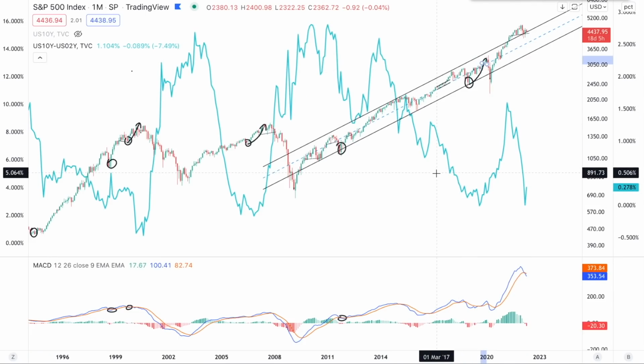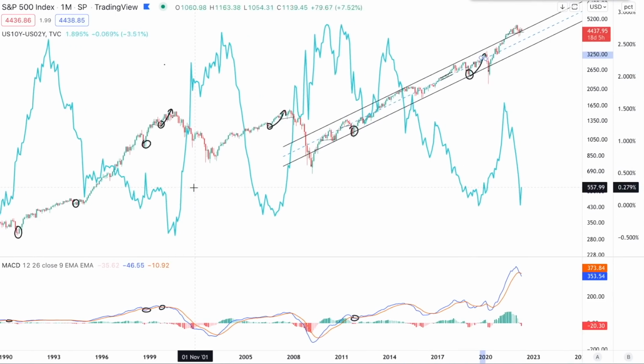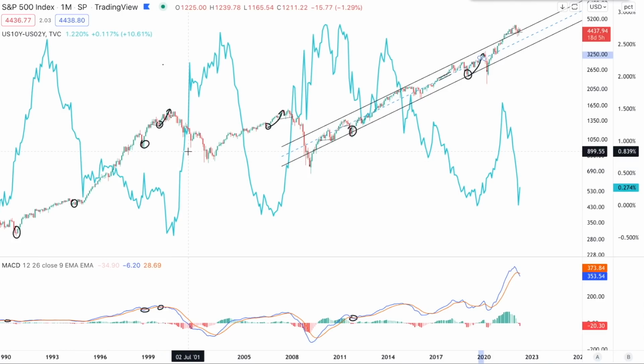Let's put up the yield curve, so the 10-year minus the 2-year here, and that's going to give us an idea of where we are in the business cycle. We've been talking about this for months, and I sound like a broken record, but I think this is incredibly important information to understand. When you have a yield curve inversion, the market doesn't top straight away. It tends to perform well in the months ahead.